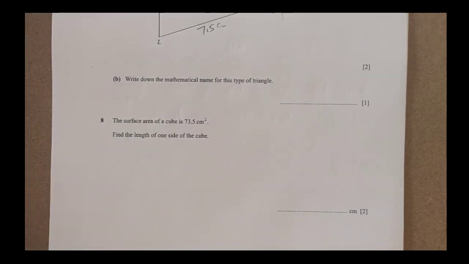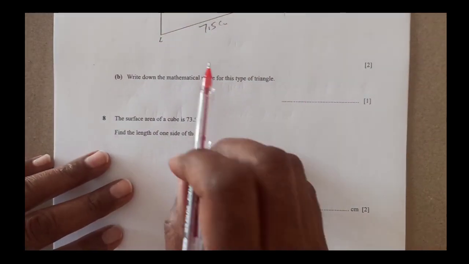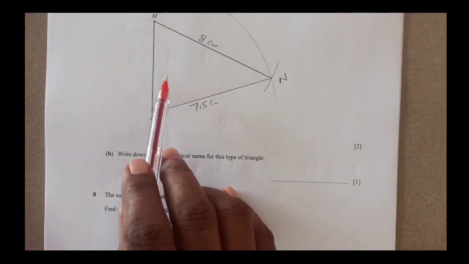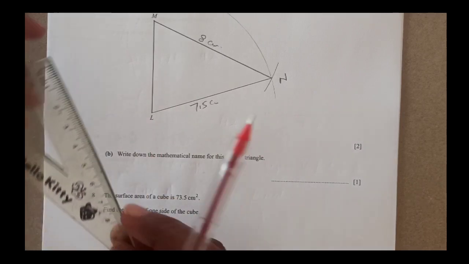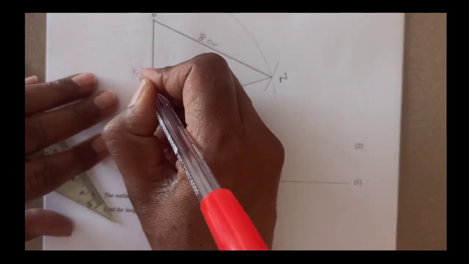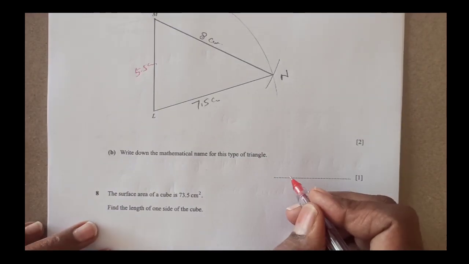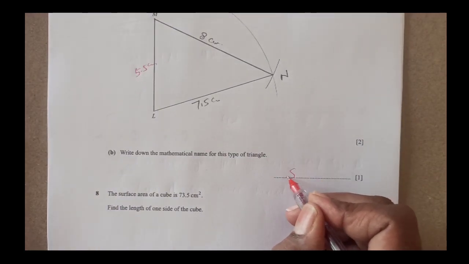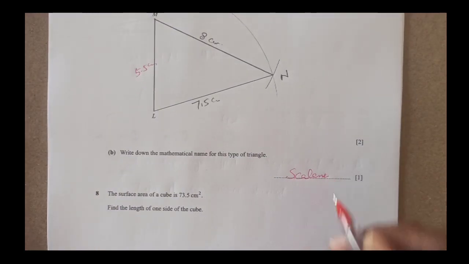Write down the mathematical name for this type of triangle. You can see all the sides are different. This MN, let me see how much that is. This is 5.5. So this is a scalene triangle, when none of the sides is equal, right?